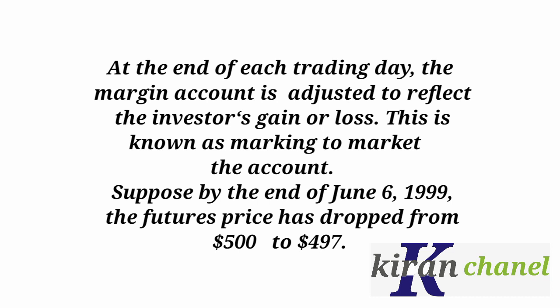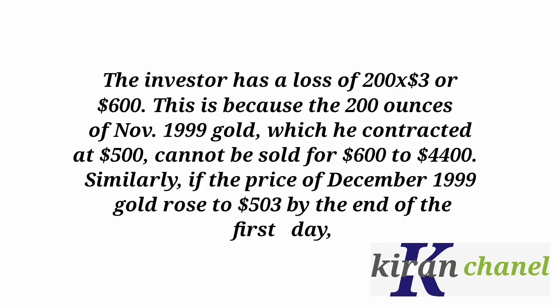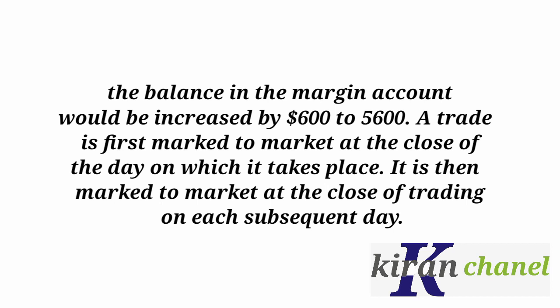Suppose by the end of June 6, 1999, the futures price has dropped from $500 to $497. The investor has a loss of 200 times $3, or $600. This is because the 200 ounces of November 1999 gold, which he contracted at $500, can now be sold for only $497, so the balance falls by $600 to $4,400. Similarly, if the price of November 1999 gold rose to $503 by the end of the first day, the balance in the margin account would be increased by $600 to $5,600. A trade is first marked to market at the close of the day on which it takes place. It is then marked to market at the close of trading on each subsequent day.